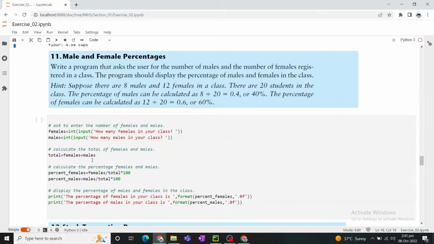The percentage of males can be calculated as 8 divided by 20, or 0.4, or 40%. The percentage of females can be calculated as 12 divided by 20, 0.6 or 60%. So we can see here they have given us the solution for how to obtain the percentages, if no one knows how to calculate the percentage by dividing the number of male and female candidates by the total strength of the class.